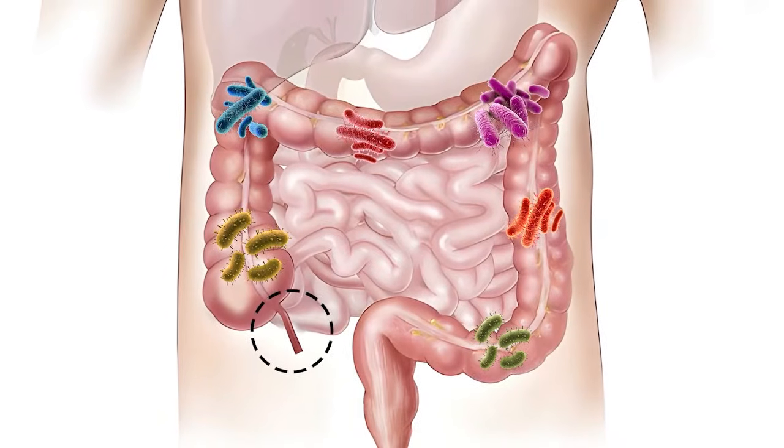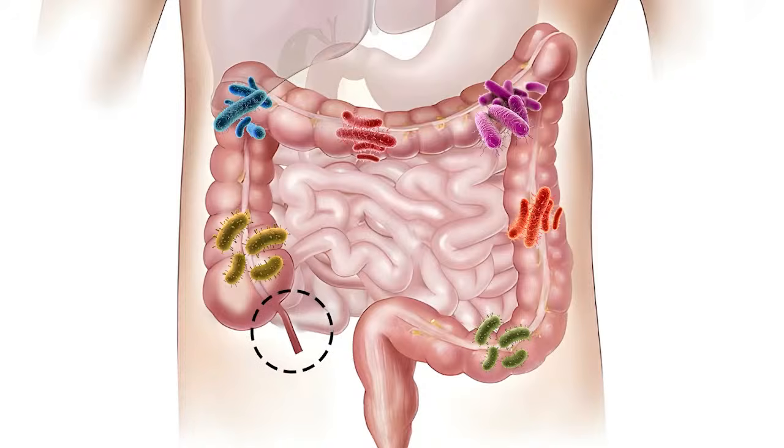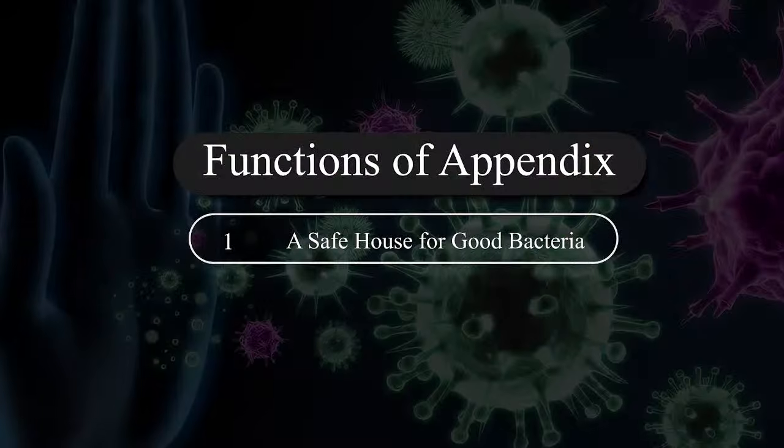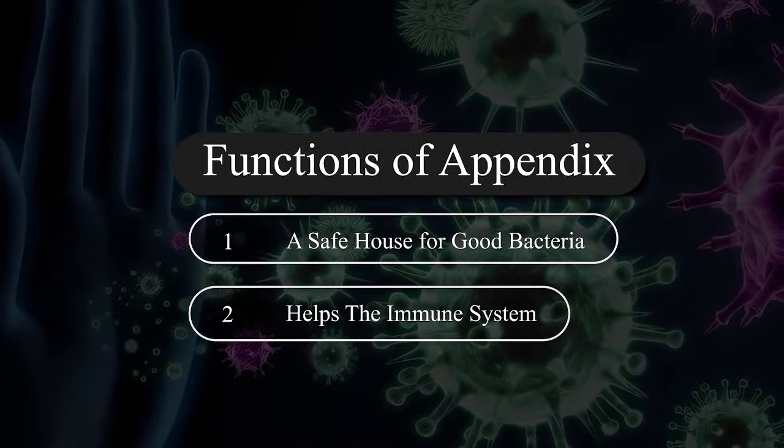faster. Think of the appendix like a backup tank for your gut's bacteria, small, quiet, but helpful when needed. 2. Helps the immune system, especially in early life.